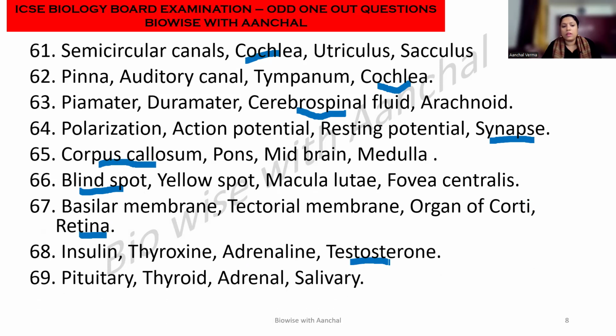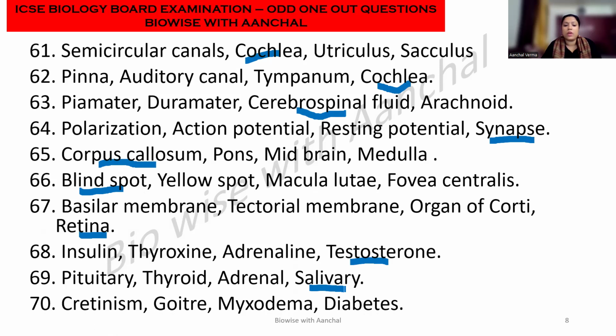Okay. Pituitary, thyroid, adrenal, salivary. Here, the rest are all endocrine glands, but salivary glands are exocrine glands. Cretinism, goiter, myxedema, diabetes. Diabetes, because the rest are all diseases related to thyroid malfunction. I hope it's clear. You're writing with me.